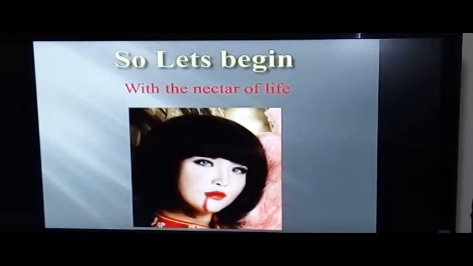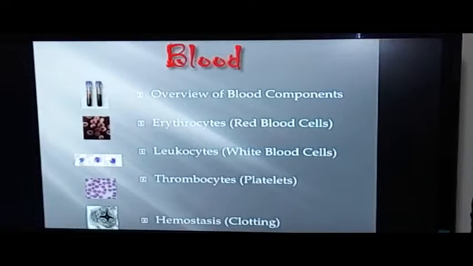So let's begin with what could be termed as the nectar of life. Blood. Okay, blood is a big subject. Well, they're all going to be big subjects, but we're only going to skim on it. So what we're going to do is have an overview of the blood components, what blood is made of.